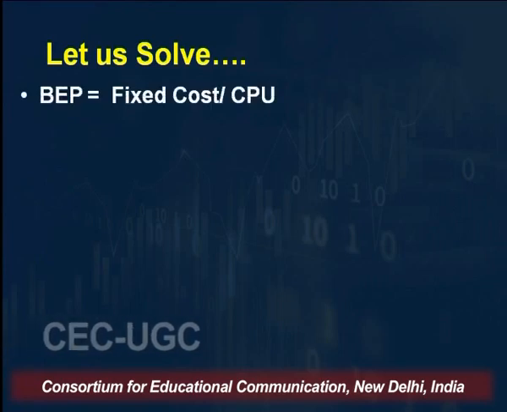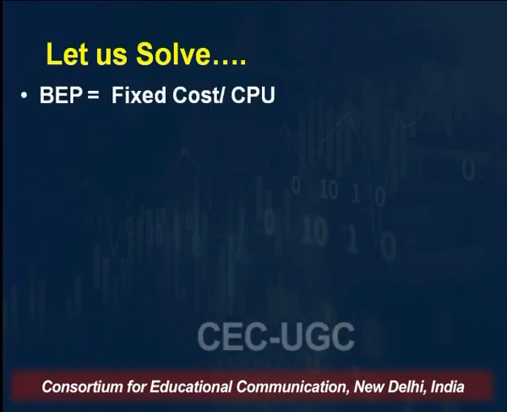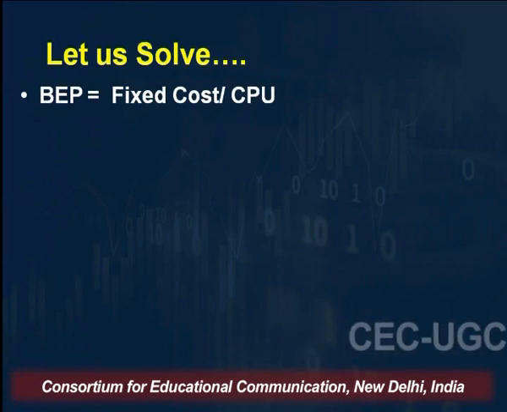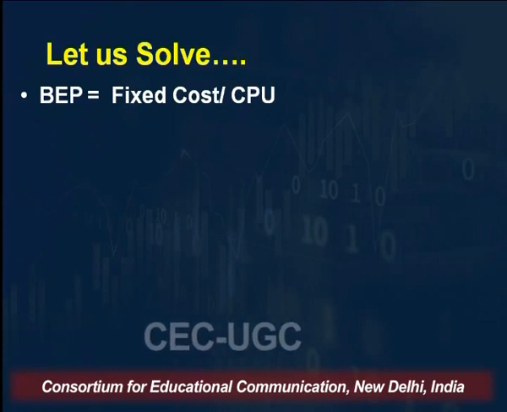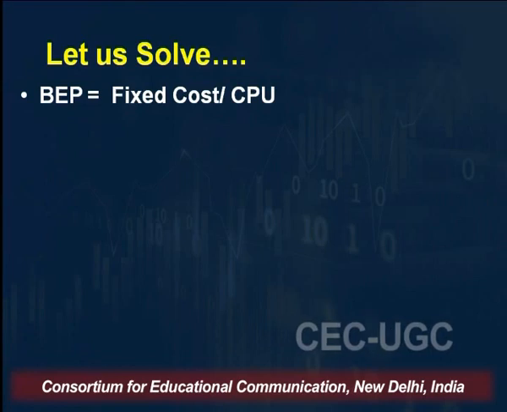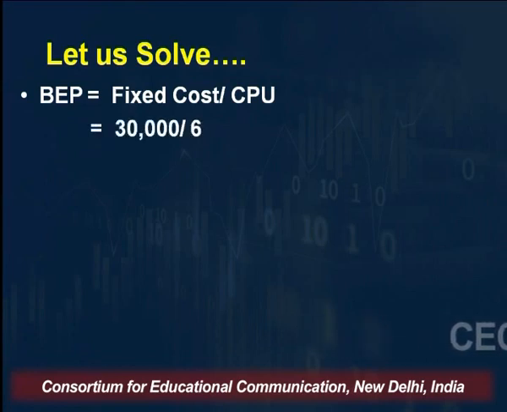First we have to calculate break even point. The formula we know: fixed cost divided by contribution per unit, because we have to do the calculation in terms of units. The formula is fixed cost divided by CPU. It is the same formula which I have told you in the previous lecture of mine.